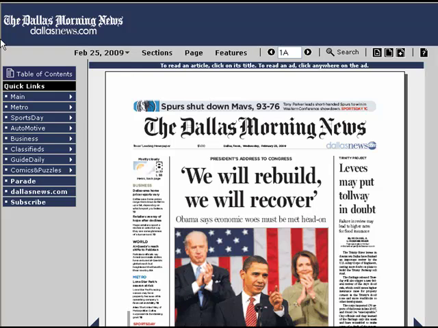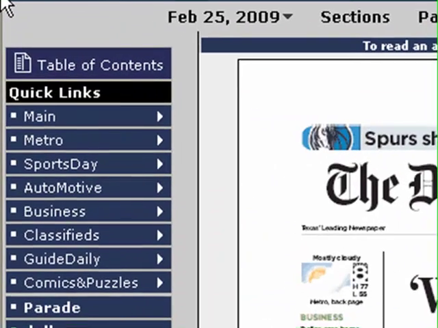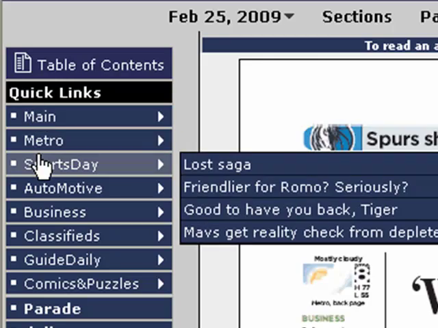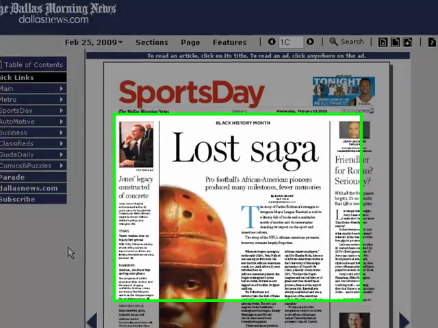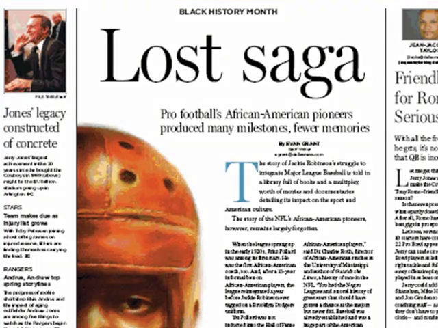Hello, this is Kevin Sharp from Newspaper and Education, and I've been surfing through Wednesday's e-edition of the Dallas Morning News, February 25th, 2009. If you turn to Sports Day, as part of Black History Month, there's a special story about the historical achievements of African Americans in the National Football League.